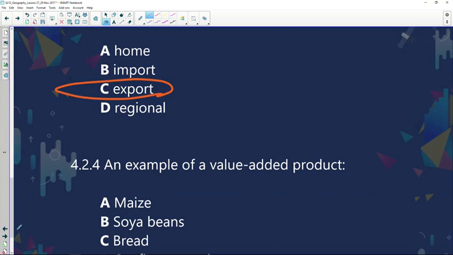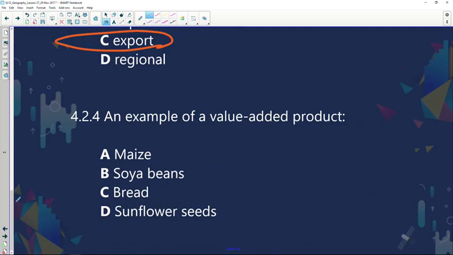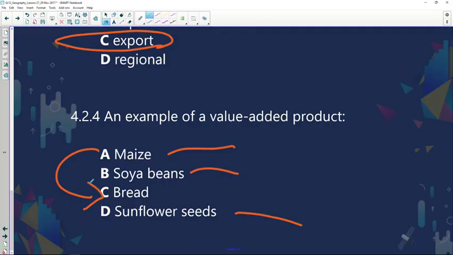An example of value-added product is maize, soya beans, or sunflower seeds. Now, if you look at maize, soya beans, and sunflower seeds, what do we use it for? Maize is the end result of what's being farmed. Same with soya beans and sunflower seeds, you actually use to plant the sunflower with. But because of the maize, what's the value-added product? The bread. It's been processed. So they've made a product from the raw material. So your correct answer will be C.